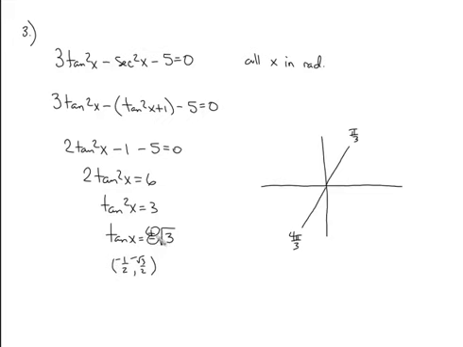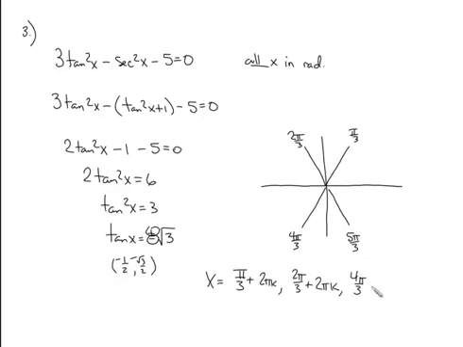Now, for negative square root of 3, we're going to get those same locations, but in the other two quadrants. So we're going to be up here at 2 pi over 3 and down here at 5 pi over 3. And so what we end up getting all together is that x is equal to pi over 3, and because it's all values, it's going to be plus 2 pi k, like we talked about yesterday. 2 pi over 3 plus 2 pi k. 4 pi over 3 plus 2 pi k. 5 pi over 3 plus 2 pi k. And that's our final solution.